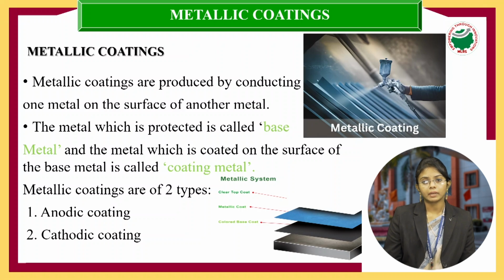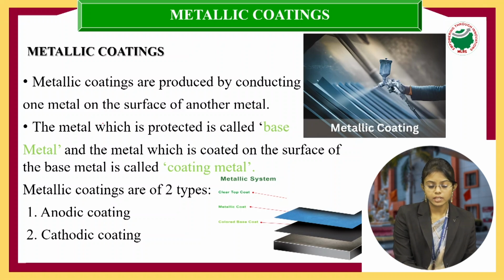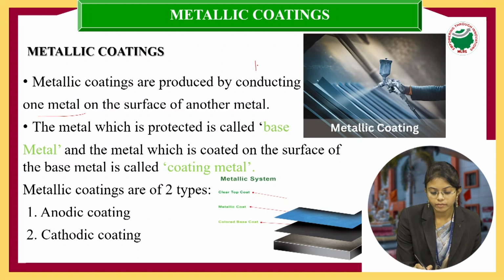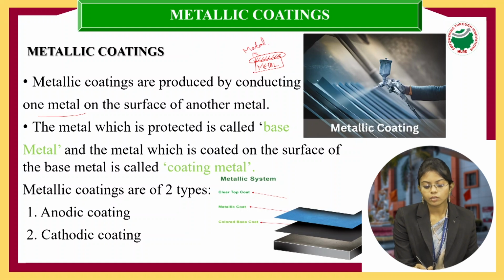Now, what do you mean by metallic coating? First of all, metallic coatings are produced by depositing one metal on the surface of another metal. Now, we have a metal like this, and on this metal we are going to coat another metal. Both are metals, okay? So we are going to protect a metal by coating it with another metal.